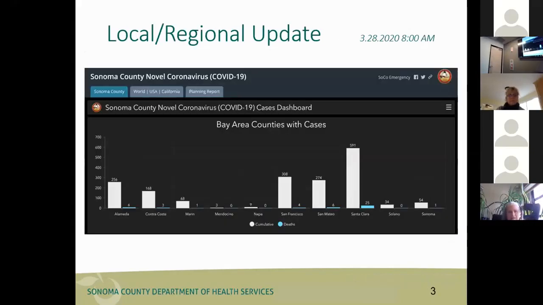And then if we want to look at our Bay Area neighbors, this is from our dashboard on SoCo Emergency, put together by our GIS team. In Alameda County, 256 cases with 6 deaths. In Contra Costa, 168 cases with 3 deaths. In Marin, 68 cases with 1 death. Mendocino, 3 cases. Napa, 9 cases. San Francisco, 308 cases with 4 deaths. San Mateo, 274 cases with 6 deaths.